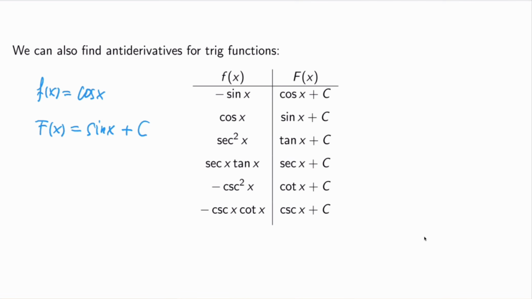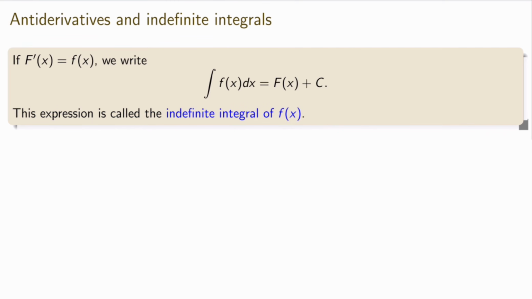And then here in the table I show you the other ones. So the antiderivative of minus sine is cosine plus c, or the antiderivative of minus cosecant square is cotangent plus c. Now, this is all very nice, but we also would like to have a nice symbol to work with. So we would like to introduce a symbol which symbolizes to do the antiderivative. And this symbol is the integral sign. So here it is. So if capital F prime equals little f, then we write integral f of x dx is capital F plus c. So this integral sign, and then putting in the function, and then dx, all this together denotes the general antiderivative of little f.